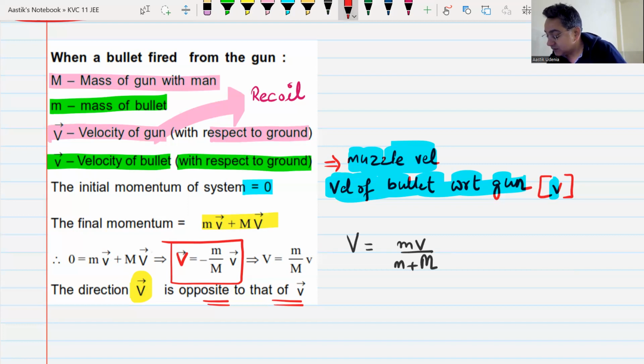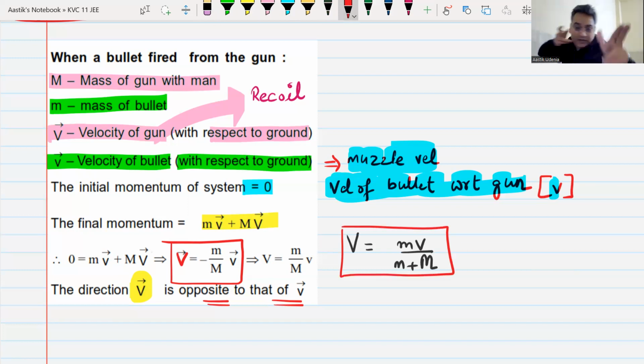Muzzle velocity and the velocity of the bullet with respect to the ground, both are different. In the first case, the bullet velocity is given with respect to the ground. In the second case, the bullet's velocity is given with respect to the gun, the muzzle velocity. So the formulae become different. I'll give you 2 minutes to note this down. Let me know once you are done.